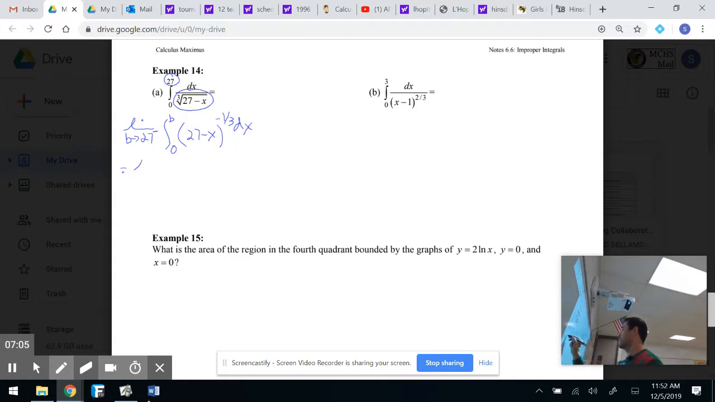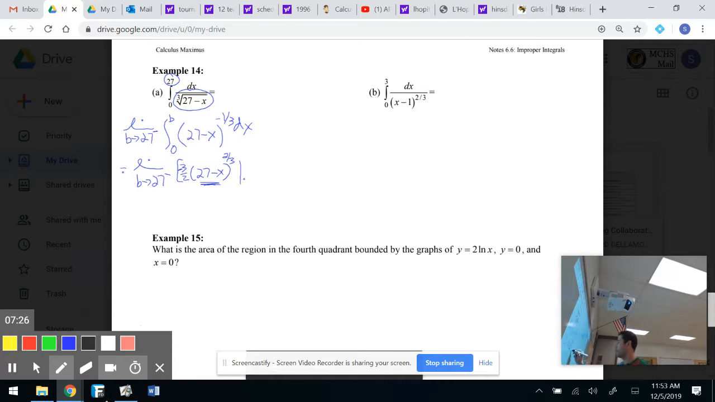Okay, so we got the limit as b approaches 27 from the left. Okay, now let's do a little antiderivatives. Okay, and we're going to get 27 minus x. It's kind of like a u sub, right, class? Add that. I've got to divide by 2/3, or that'd be a 3/2. And then I also have to take care of that negative, right? Because on u sub, I'd have a negative right there, and then we're going to evaluate that from 0 to b.